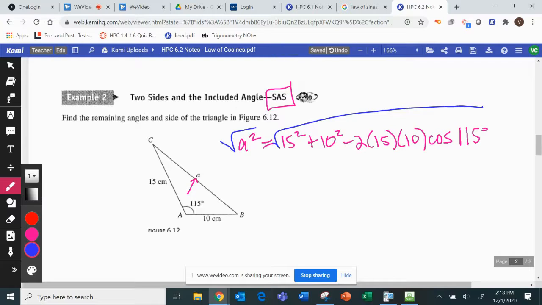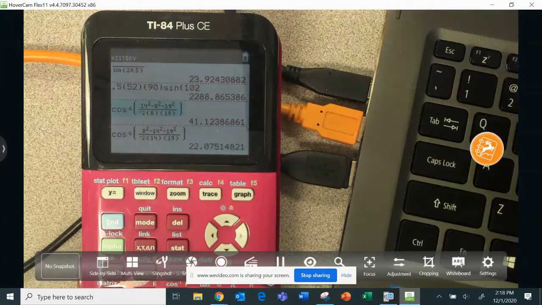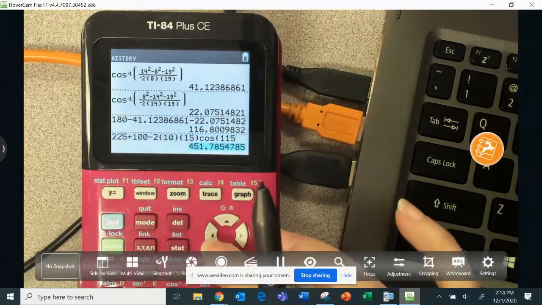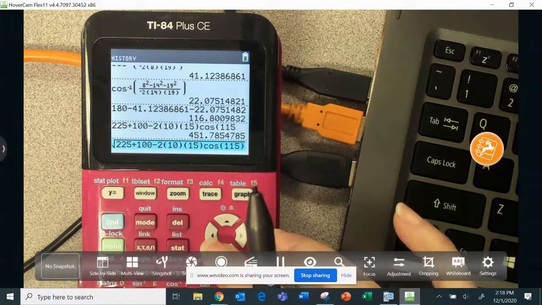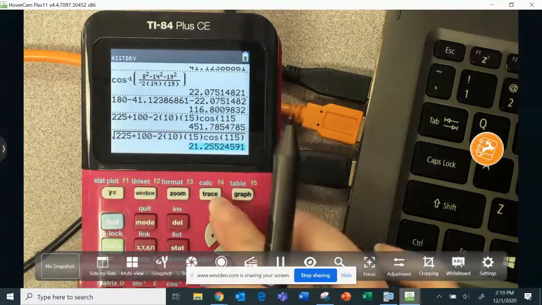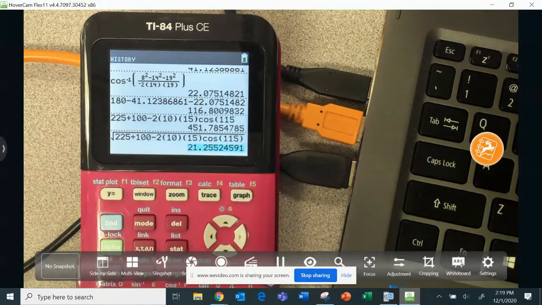So that's what I'm going to type in my calculator, or have already typed in my calculator. I have it typed in right up here in blue, and then I hit enter and I got 21.255.